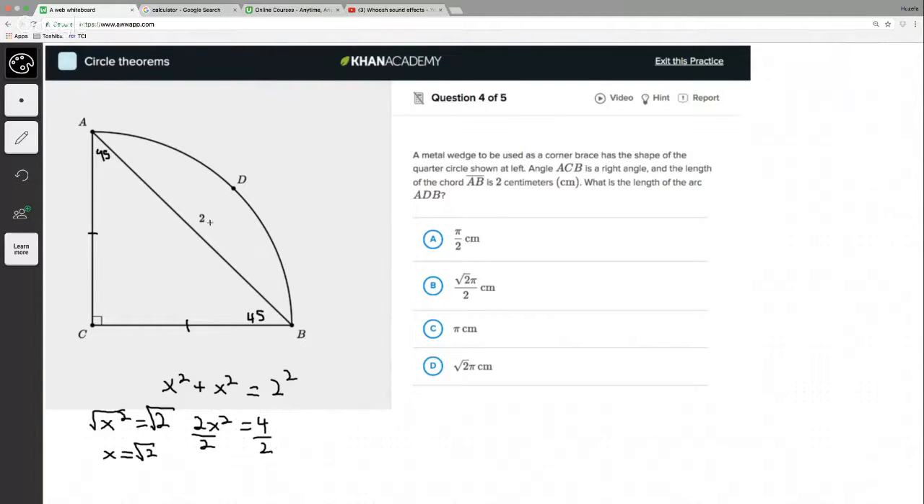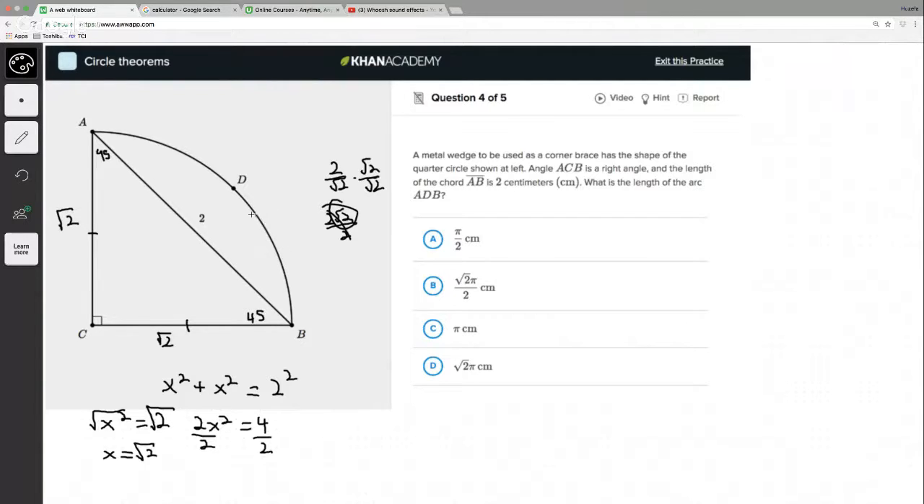Or, you could also, like I said, divide 2 by the square root of 2. It's the same thing. Once you simplify, this becomes 2 root 2 over 2. And we got root 2. So square root 2, square root 2.